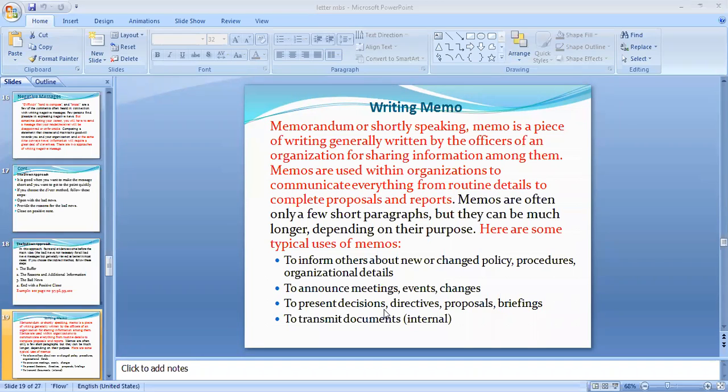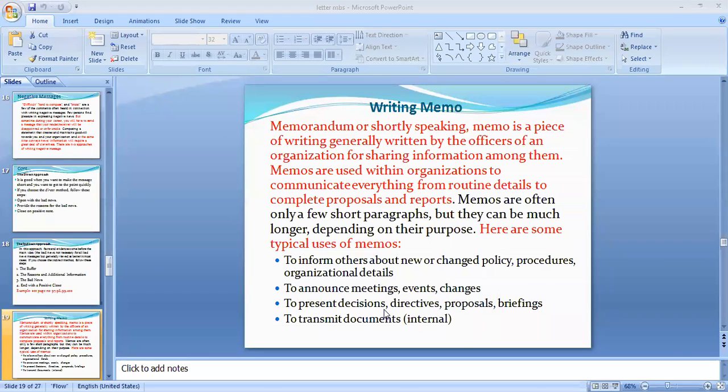Means if you have changed any policy of the office, then procedures, organizational details, rules, regulations, etiquette, whatever you have changed in the office, in the organization, at that time you have to inform all the staff, and at that time we write a memo. And the second thing is to announce meeting events and changes.